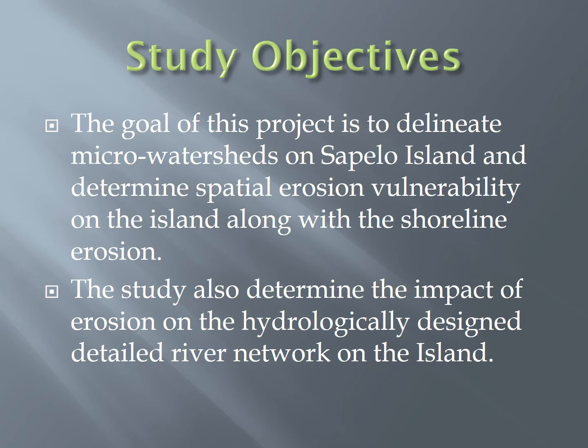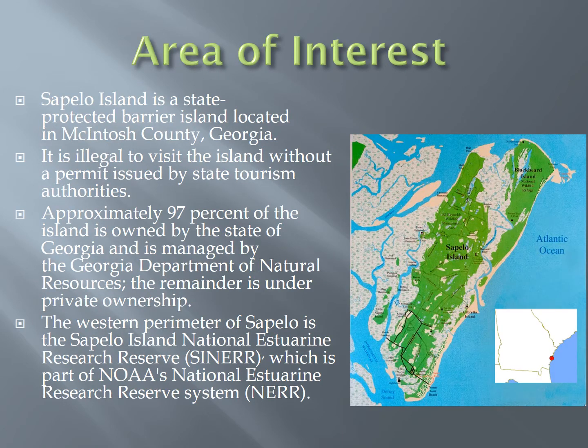The study objectives are such that we intend to delineate the micro-watersheds on Sapelo Island and determine spatial erosion vulnerability on the island along with the shoreline erosion. The study also determined the impact of erosion on the hydrologically designed detailed river network on the island. For this purpose, we used three different models. I will discuss that a little later.